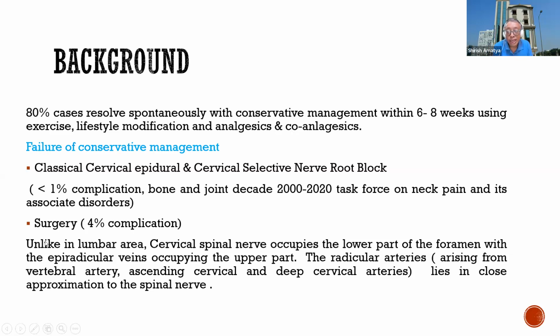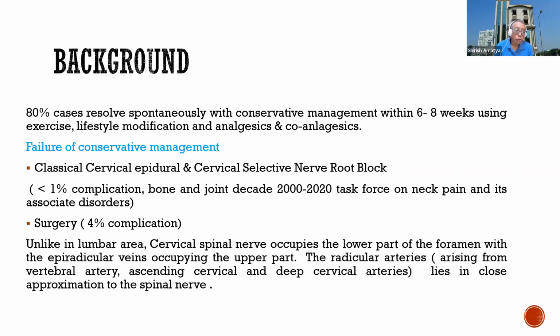We have to understand that there is some difference in the location of the cervical spinal nerve root compared to the lumbar area. In the lumbar area, the spinal nerve is located in the upper part of the foramen. But in the cervical region, the cervical spinal nerves are located in the lower part of the foramen. So while injecting in the cervical foramen, we have to be careful that the lower part of the foramen is the location of the nerve, and the upper part of the foramen is the location of the epiradicular vein.